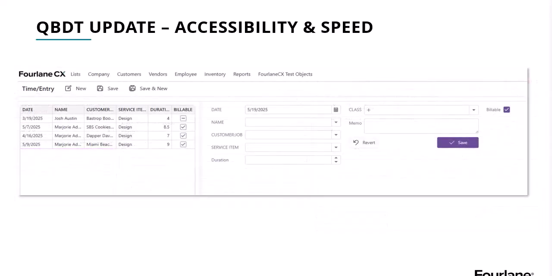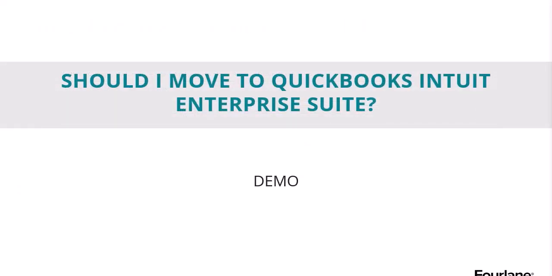Okay, moving along. So should I move into QuickBooks Enterprise Suite or Intuit? I put in here QuickBooks Intuit Enterprise Suite. I'm not quite sure. I think it's just Intuit Enterprise Suite. So let me go ahead and talk a little bit about this. QuickBooks Online has 3 levels, the highest being Advanced. And then they have this new product that is Intuit Enterprise Suite.